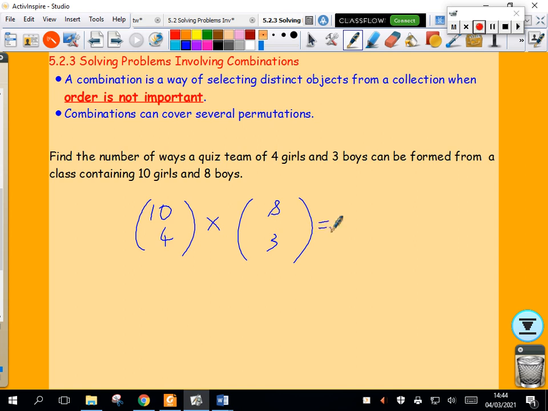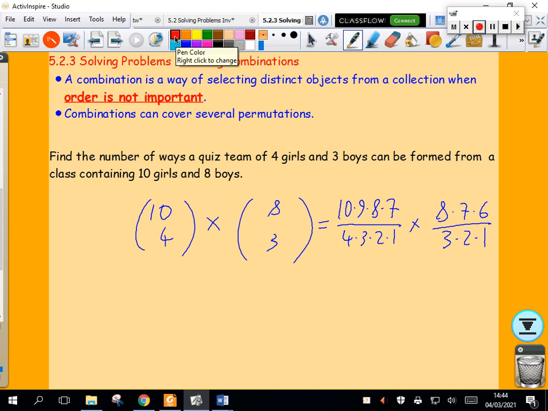You can do it by hand if you want. You can type it into your calculator. Let me do it by hand. 10 choose 4, 10 by 9 by 8 by 7, all over 4 by 3 by 2 by 1. 8 choose 3, 8 by 7 by 6 over 3 by 2 by 1. Where is the cancellation happening?